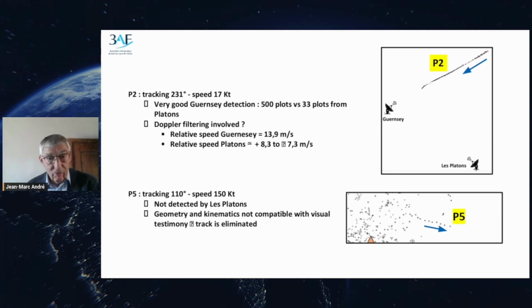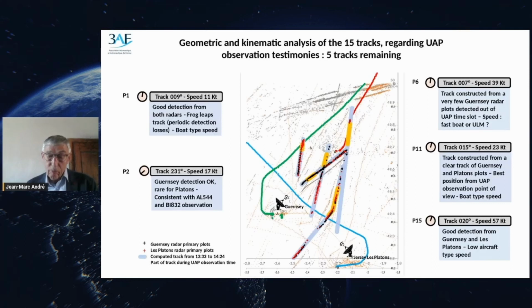In any case, if we assume that the rest of the trajectory is in the extension of the track we have computed, it's impossible that this target stays in the 12 o'clock of the Trislander. P5 must be eliminated.